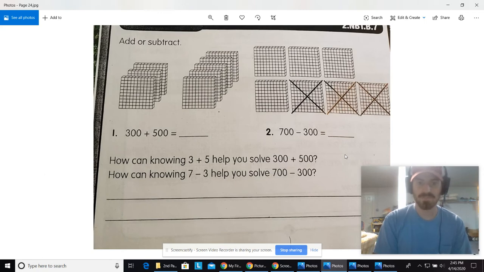So you could say, well, I know that 3 plus 5, 3 ones and 5 ones make 8 ones. So if I add 3 hundreds plus 5 hundreds, I must get 8, but it's going to be 800. If I have 7 ones and I take 3 ones away, I'll have 4 ones left. But if I have 700 and take 300 out, I'm going to have 4 left, but it's going to have to be 400. So something like that would be a good explanation.